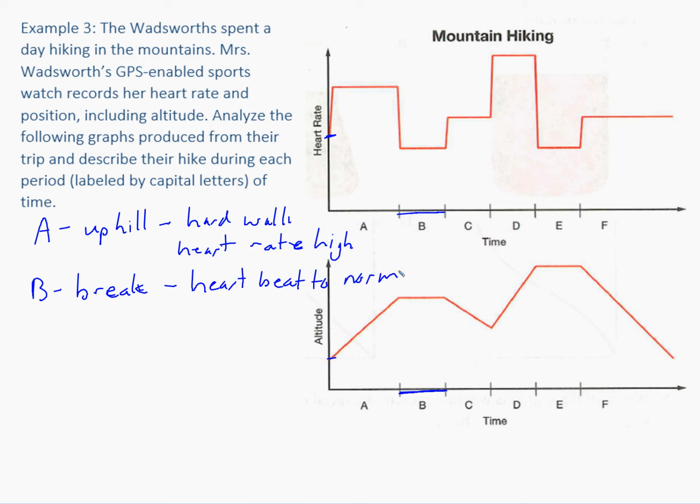Now part C. Part C, their altitude's descending. So they're going downhill. So which means their break's over, her heart rate goes back up, but it's not as high as it was here when they're going uphill because going downhill isn't as hard. So part C is downhill. Her heart rate is up, but not as high.